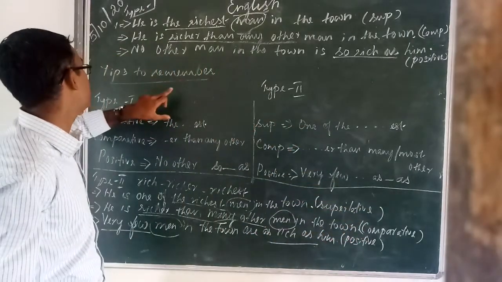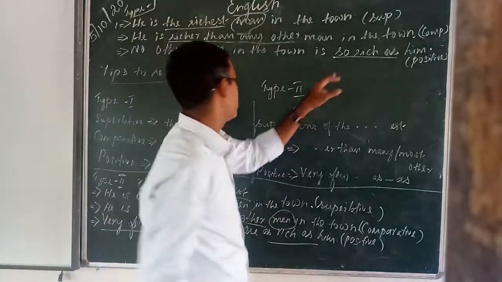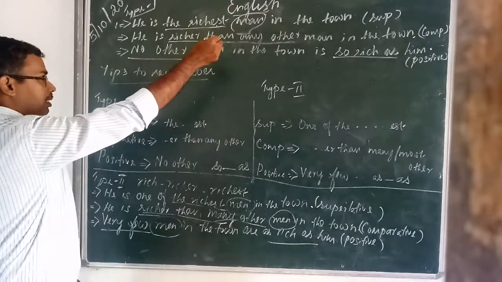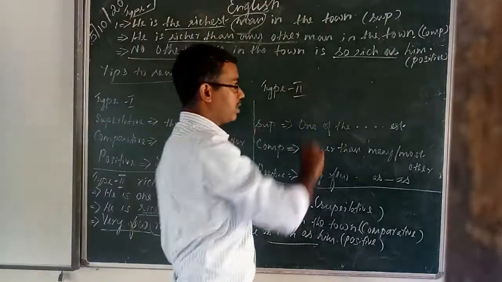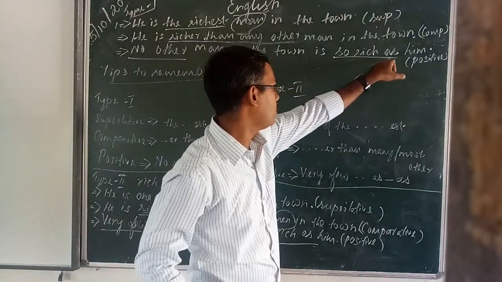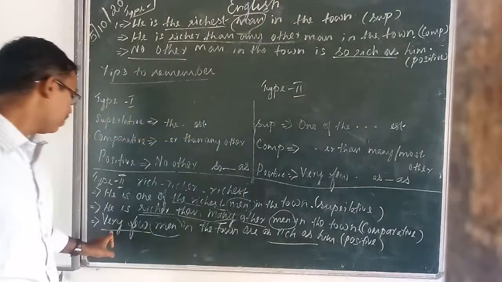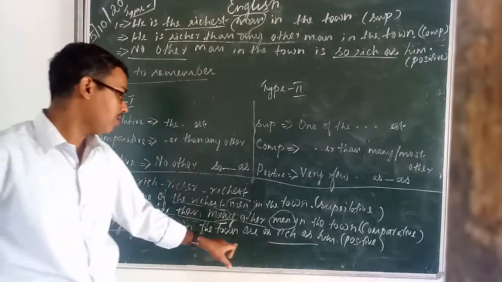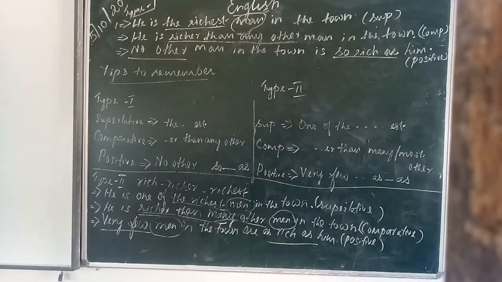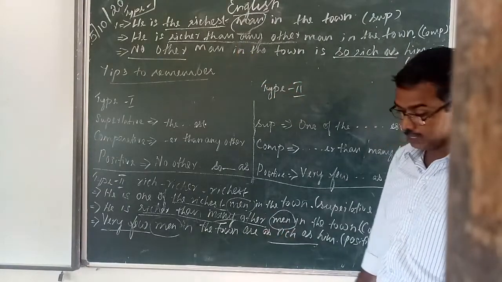When you come to positive degree, no other man in the town is so rich as him. Here, no other is important. No other means there is nobody else. No other comes means you have to use so dashes. Very few comes means you have to use as dashes. Here, very few men in the town are as rich as him. That's the difference between the positive of the first type and the positive of the second type.